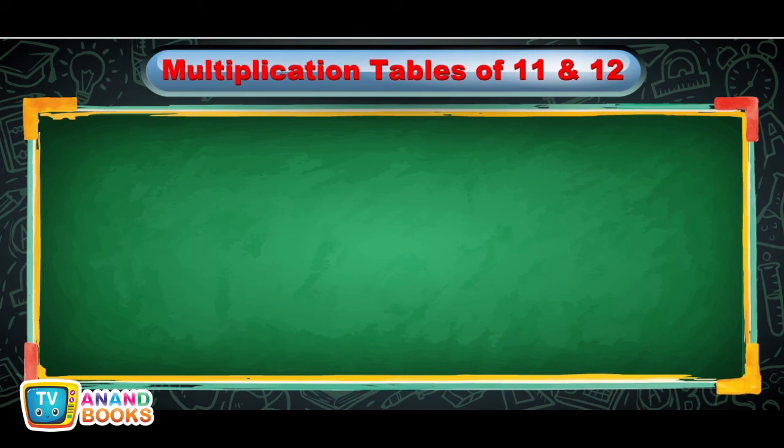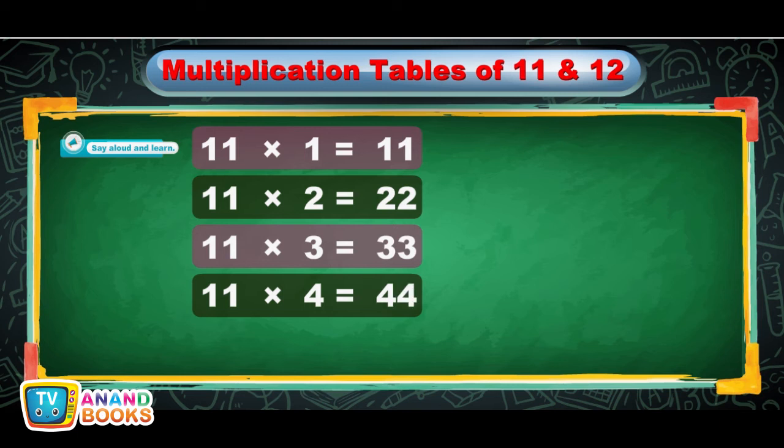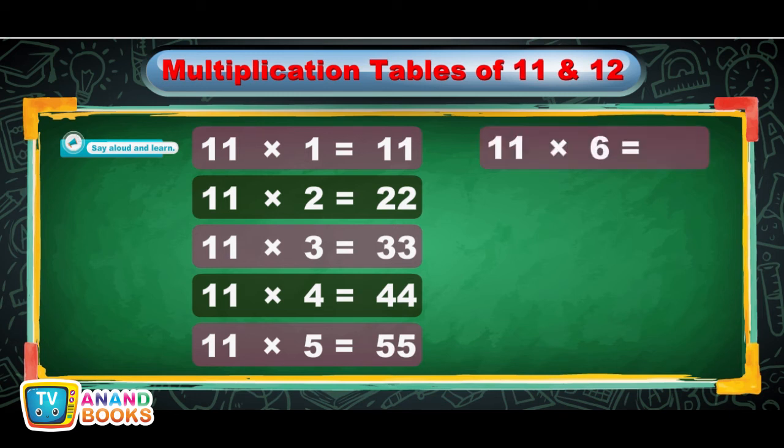Multiplication tables of 11 and 12. Say aloud and learn. 11 ones are 11. 11 twos are 22. 11 threes are 33. 11 fours are 44. 11 fives are 55.